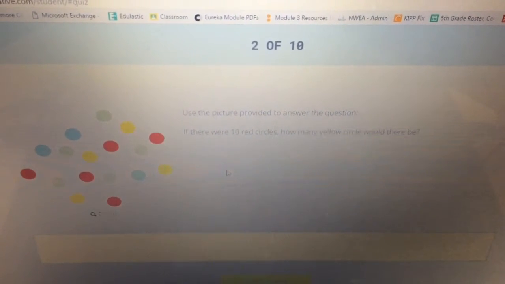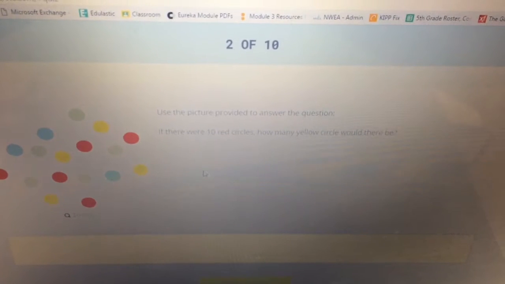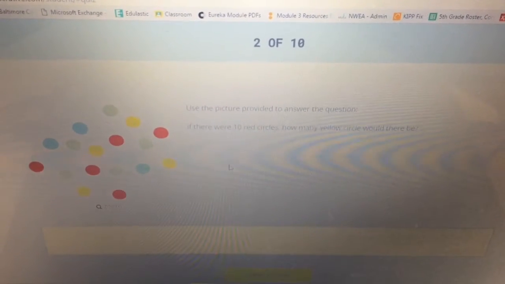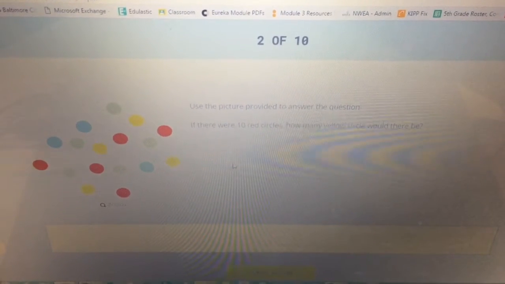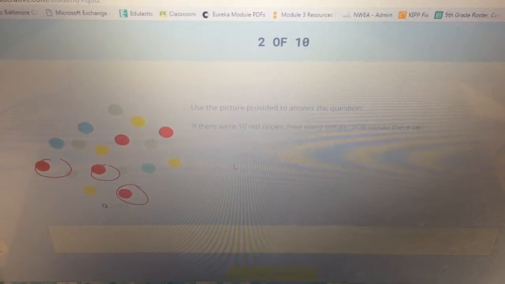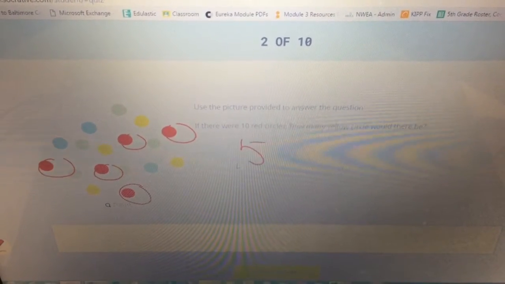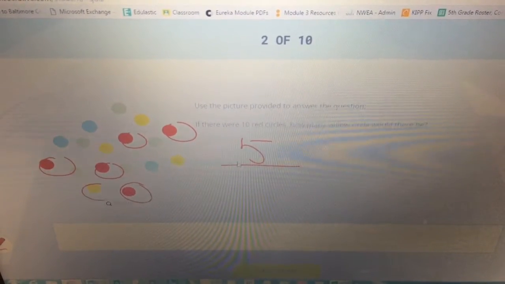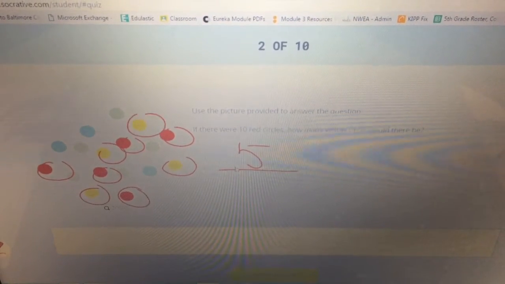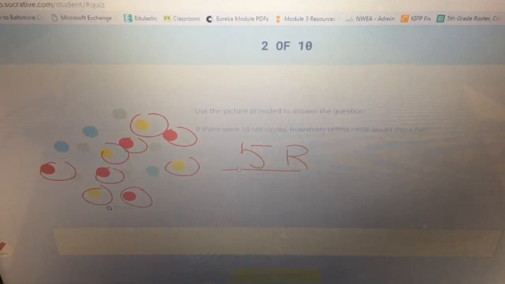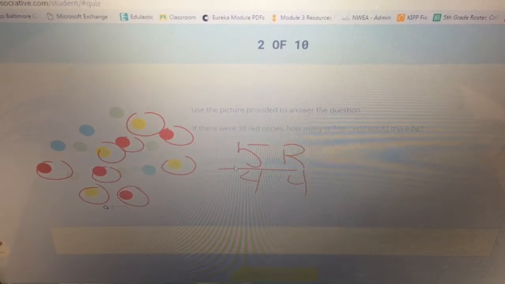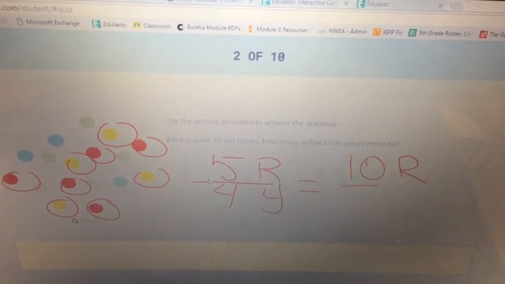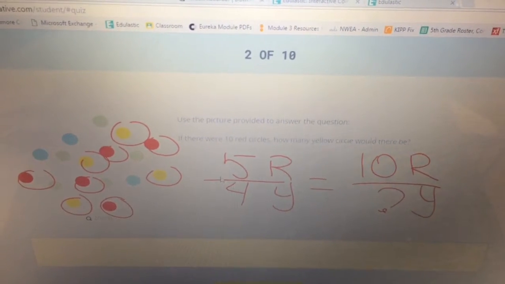Use the picture provided to answer the question. If there were 10 red circles, how many yellow circles would there be? So right now, there are 1, 2, 3, 4, 5 red circles. And there are 1, 2, 3, 4 yellow circles. So 5 red to 4 yellow. If there are 10 red circles, then how many yellow circles would there be?